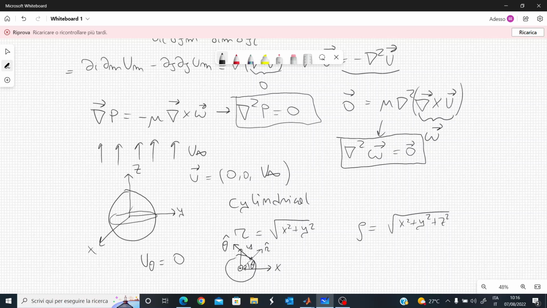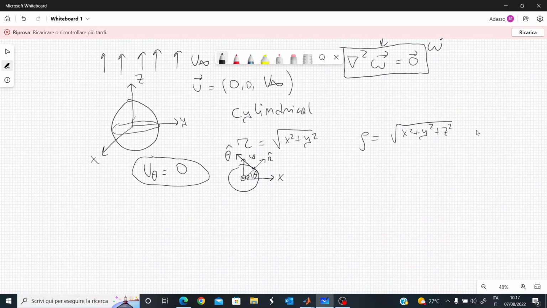So the velocity along theta will be 0, because otherwise we will lose this symmetry with respect to our z-axis. We are considering a sphere, and the flow goes along z, which means that u theta should be equal to 0. So this is one first result that we can simply obtain by our reasoning. The first result is u theta equal to 0.